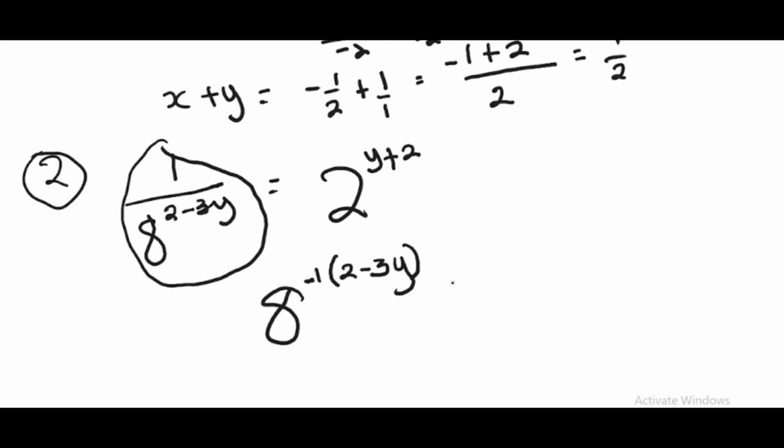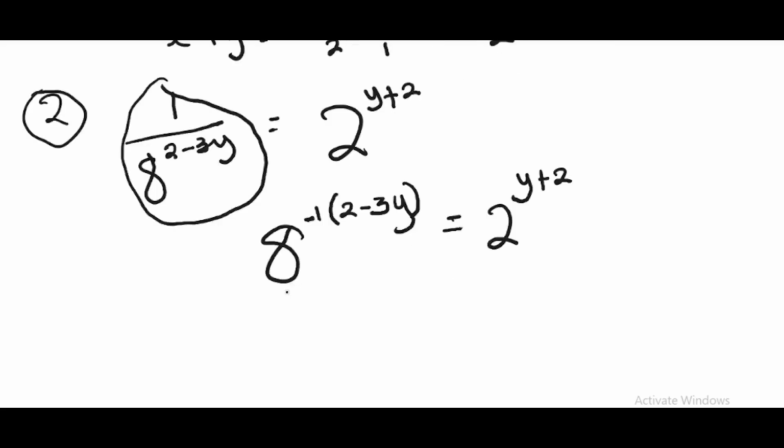So the next thing to do is to turn 8. 8 is a multiple of 2, right? Good. So 8 is the same as 2 raised to the power 3. Alright? So we have 2 raised to the power of 3. Okay, there is a minus 1 here. So that minus 1 will multiply this 3. So we have minus 3 into 2 minus 3y is equal to 2 raised to the power y plus 2.